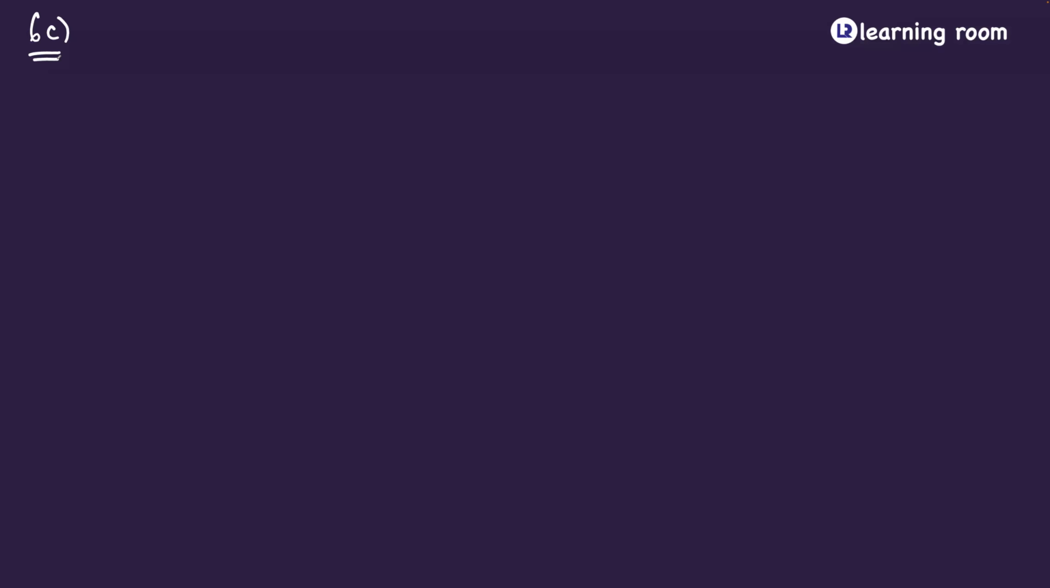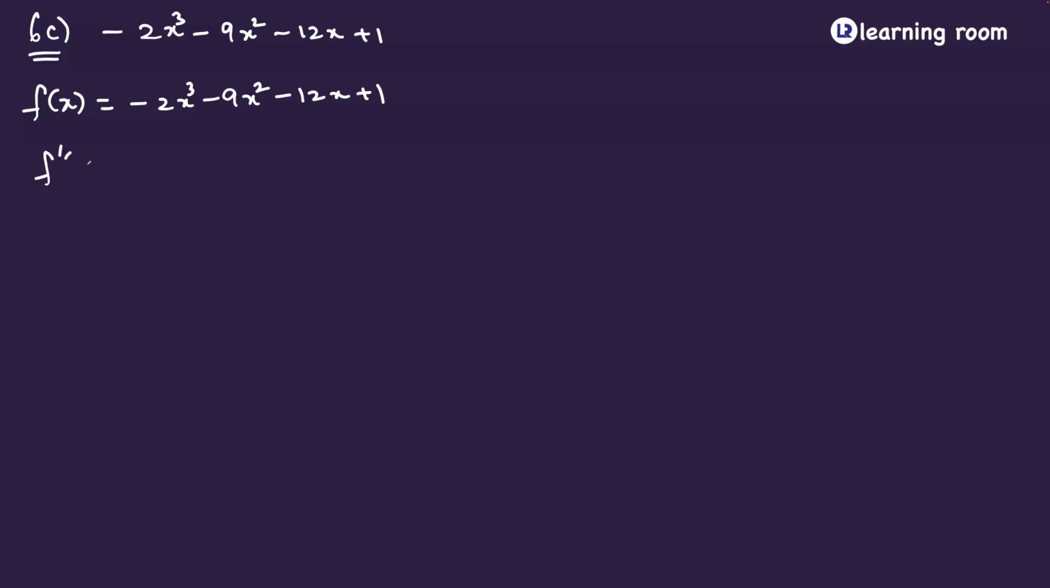We'll start with 6C. The question is minus 2x cube minus 9x square minus 12x plus 1. Right? So if I take this to be f of x, this is going to be minus 2x cube minus 9x square minus 12x plus 1. So what is the condition for increasing or decreasing function? So f dash of x greater than 0.